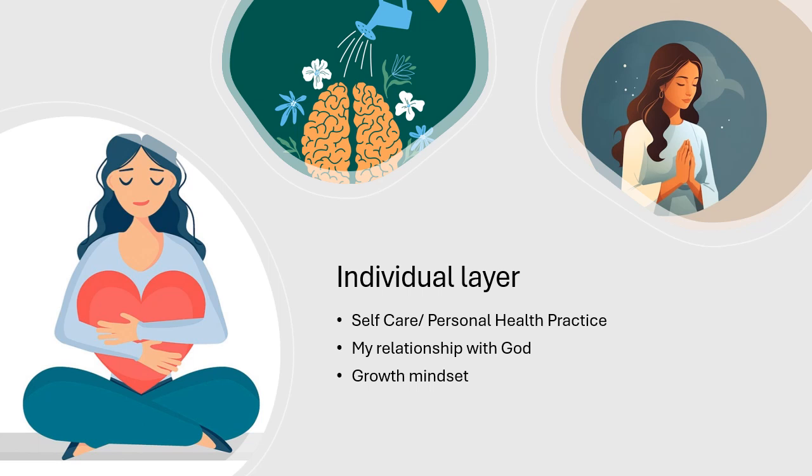So in this slide, the first layer of the socio-ecological model is the individual layer. This layer is about me and how I take care of myself. Self-care is super important, especially being a nursing student. You want to be able to set a routine, like getting enough sleep and trying to eat a healthy diet. My example is taking my daily multivitamins and drinking a lot of water.